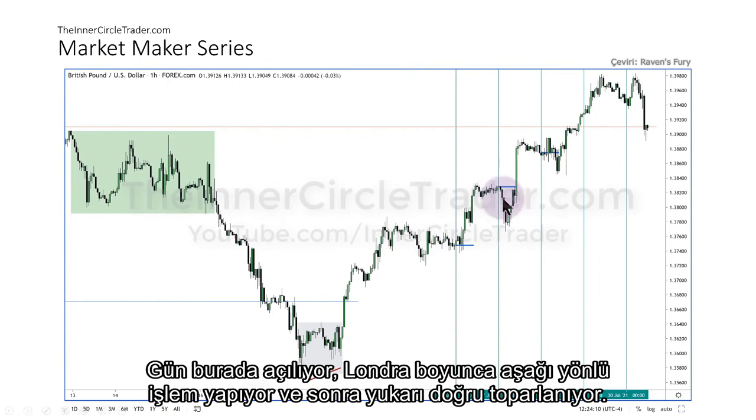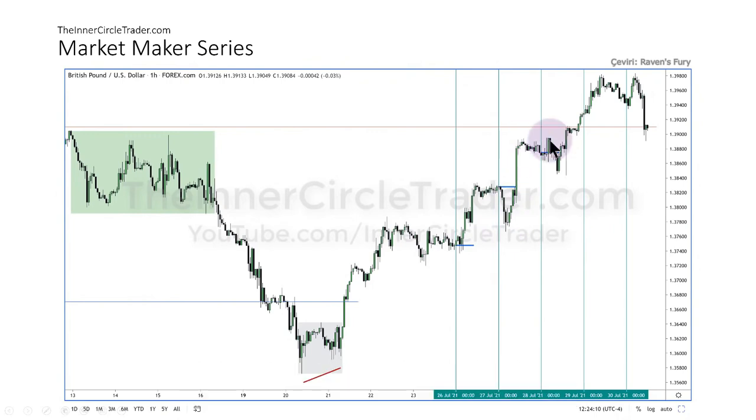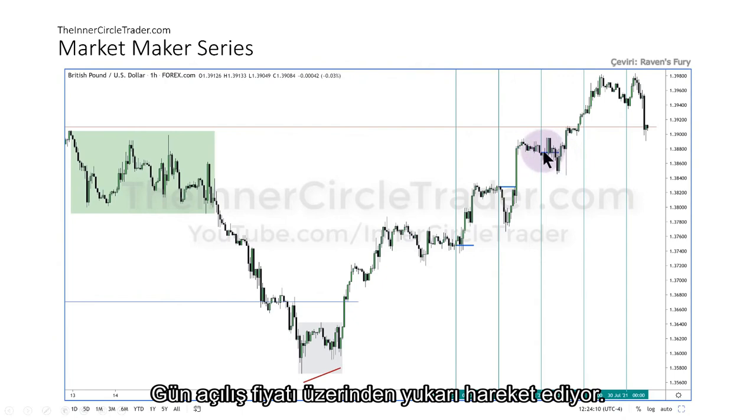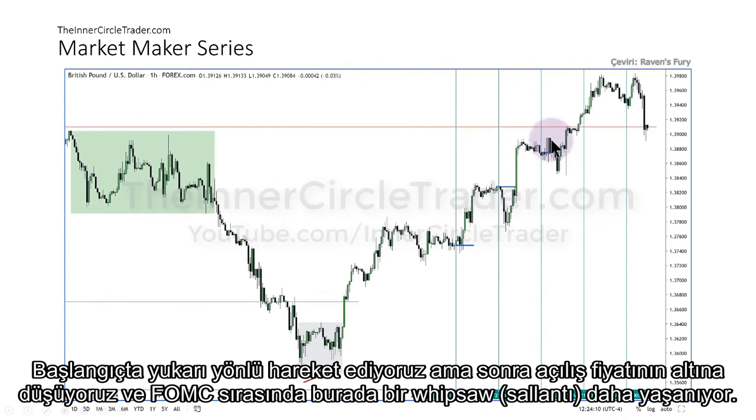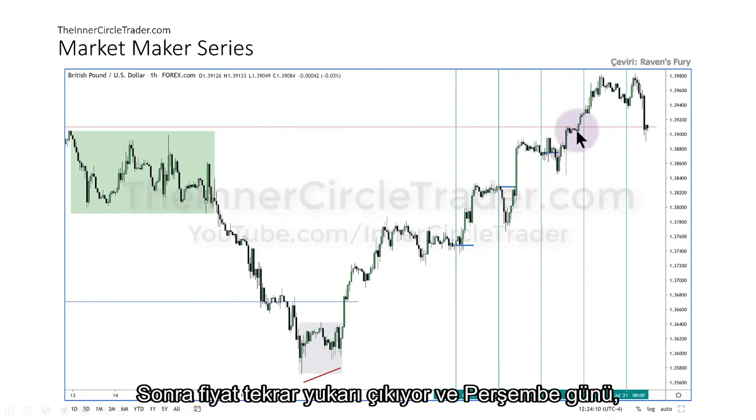Day here, opens and trades down all through London and then rallies higher on the day. Opening price here. We initially start to go higher, but then we trade down below it, and then we have another whipsaw below the low here on FOMC, and then trades higher.